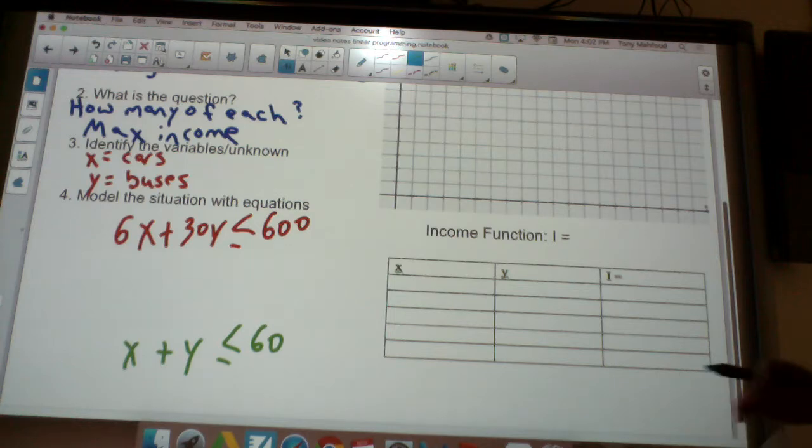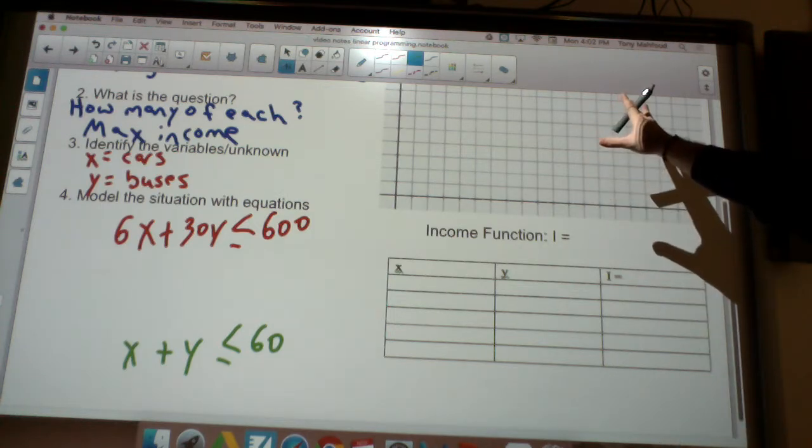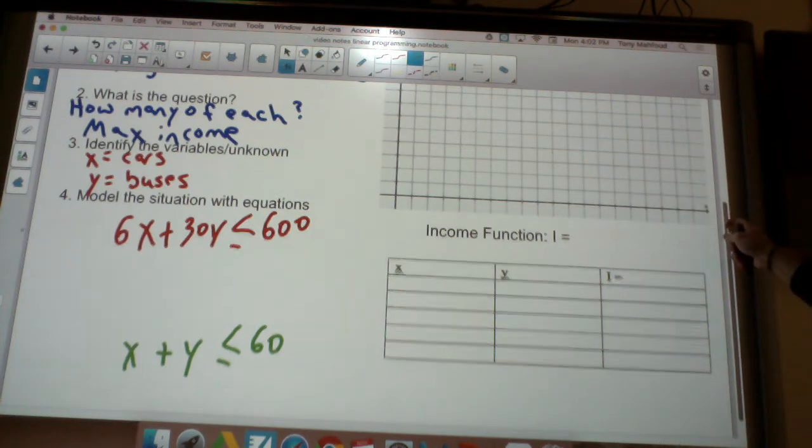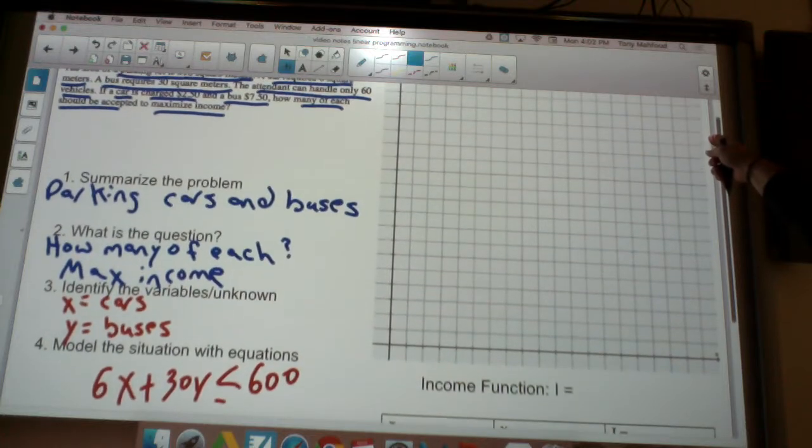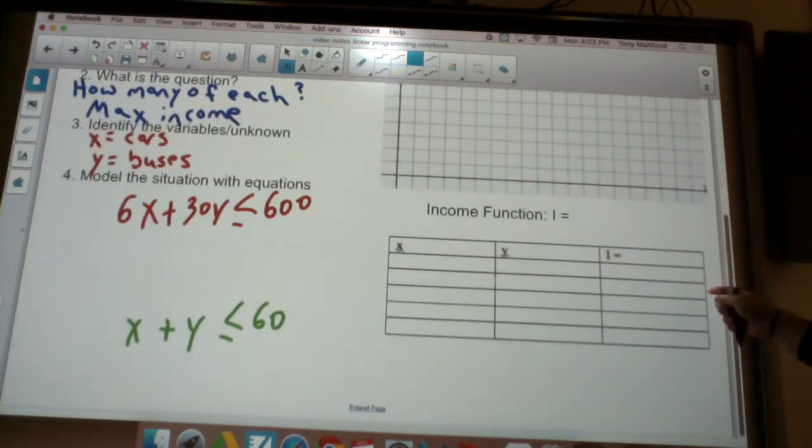So I want to be able to get those into our grid. Now, if you remember, we're only going to be working with our first quadrant here. Now, why is that? What's the reason behind it?